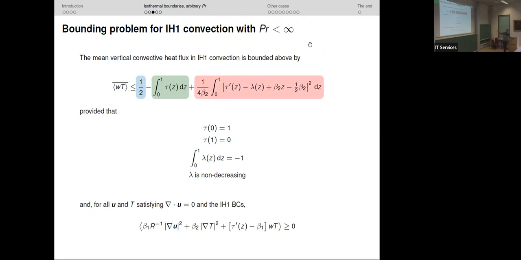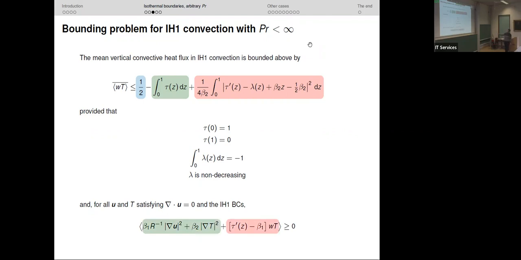And so you immediately see a competition between the term in green and the term in red. And so there's a subtle balance in how one chooses this function tau, lambda, and the constants, even just at the level of trying to make this whole expression be less than 1/2, forgetting all of the constraints. In terms of the constraints, there's a competition also here for the quadratic form.